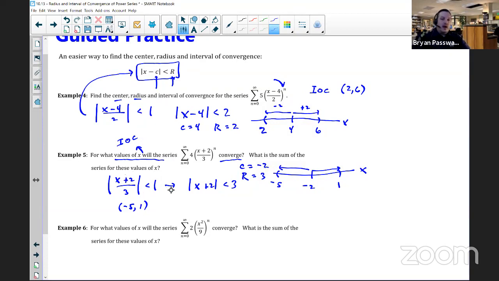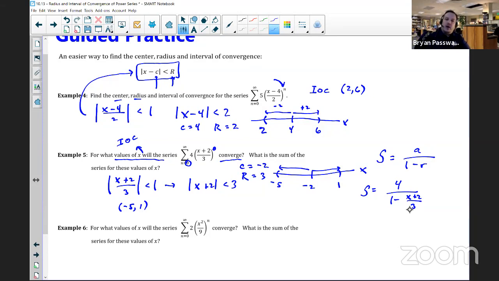And then what is the sum of the series for those values? Well, remember, the sum of a geometric series is just going to be a over 1 minus r, where a is the first term and r is the ratio. Well, a, the first term, is what we would get by plugging in this lower bound for n. So if n is 0, we get (x plus 2 over 3) to the 0 power. Well, anything to the 0 power is 1. And then 1 times 4 in front is going to give me 4 for my first term. And then over 1 minus r.